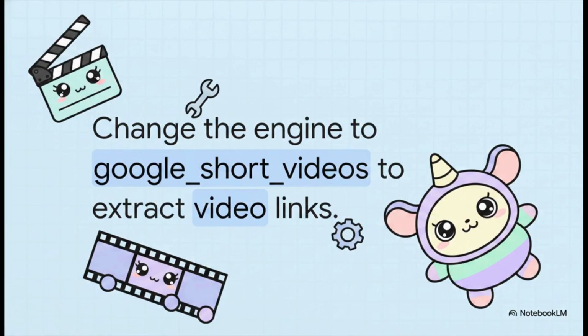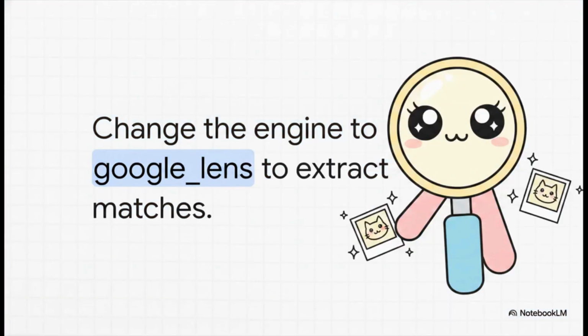By changing the engine parameter to Google Short Videos and setting your query, like say the viral toy Labubu, the API completely pivots. It'll now pull back direct video links, thumbnail images, the names of the channels that posted them, and exactly how long each video is. It is so perfectly modular. And honestly, it gets even cooler.